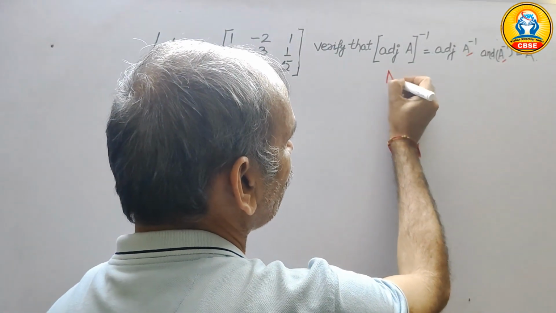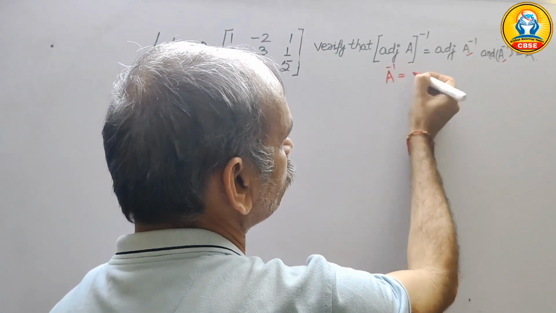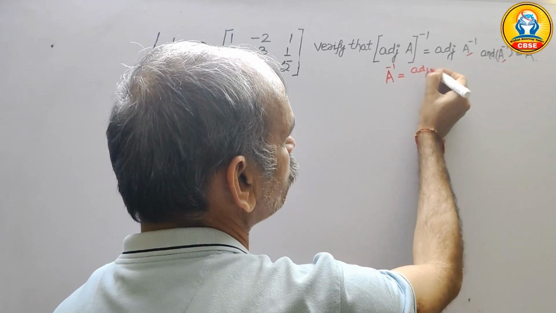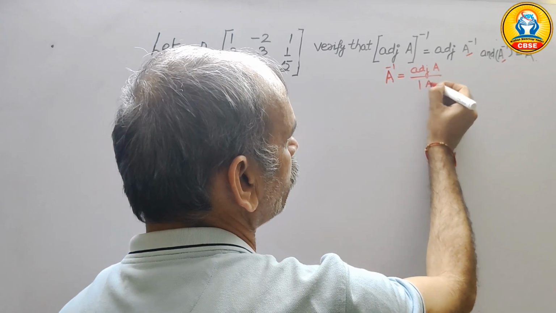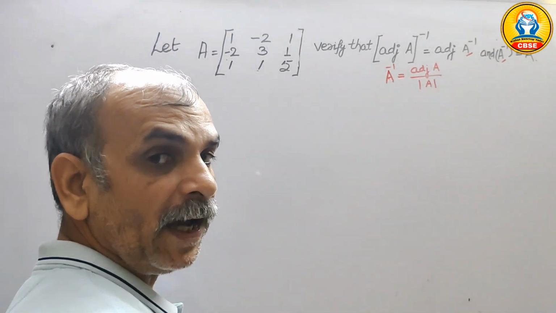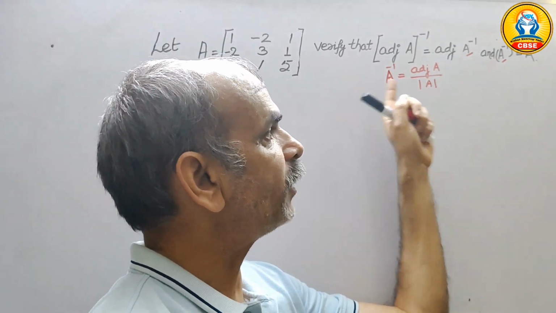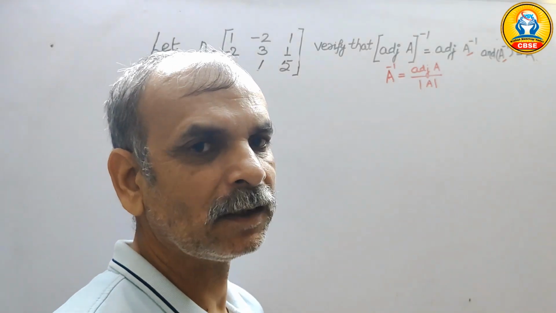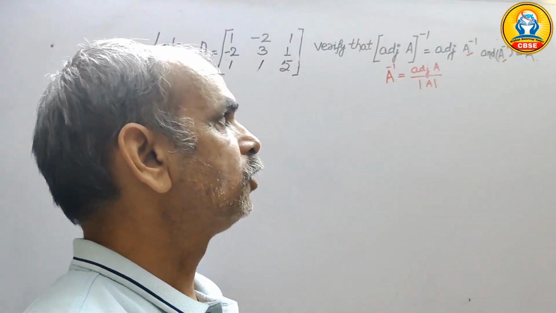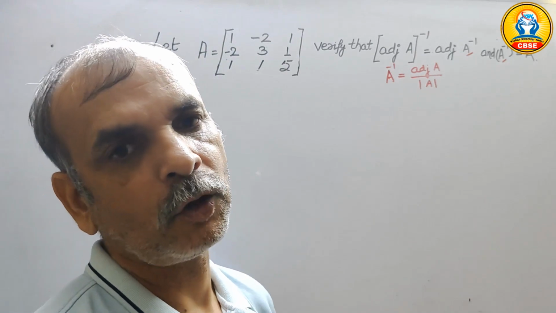So we know that A inverse is equal to adjoint A by determinant of A, where determinant of A is not equal to 0. We know that. Now, so first we will go for determinant of A.